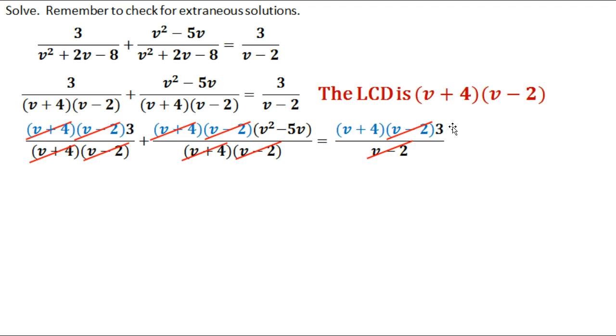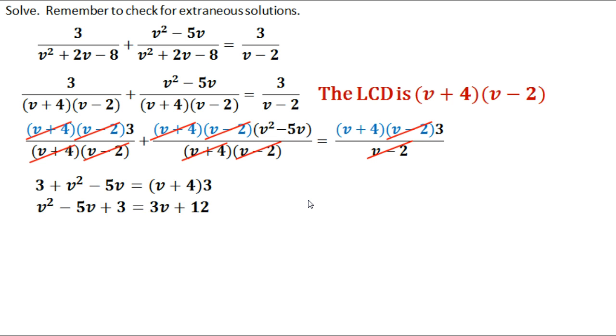Now I'm going to write this. You notice all of these are gone now. I don't have any more fractions. All my denominators are gone. That gives you your first clue that you're on the right path, hopefully. Now we bring those down with what I've got left. I had the 3 left over here, the v squared minus 5v, and then over here I have (v + 4) times 3. I need to simplify this a little bit. I need to distribute that 3 to the v and the 4, so let's do that first.